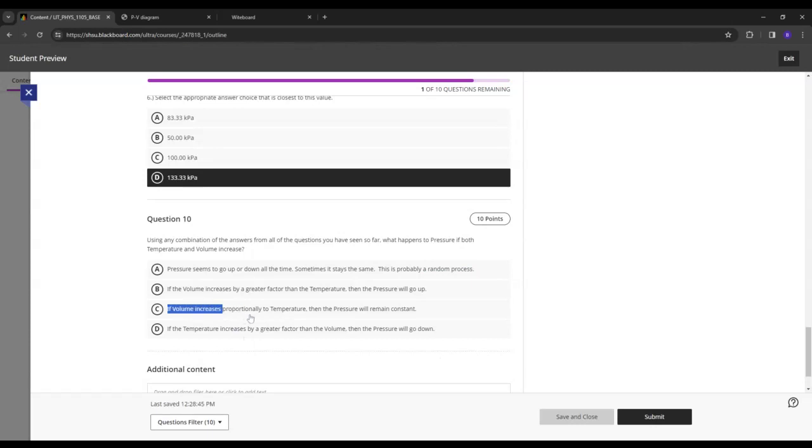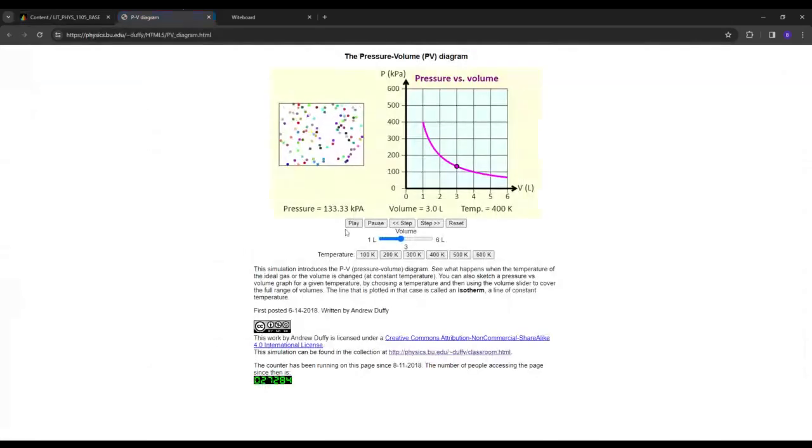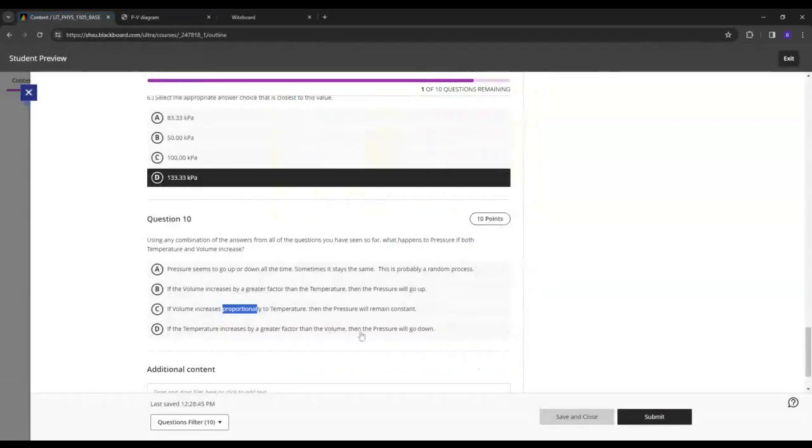Oh, but I do like this part because we talked about that, didn't we? It's a word I used earlier, and I said it might be a hint. If the volume increases proportionally to temperature, then pressure will remain constant. So let's try that, right? If we go up in equal measures, if I've got 100 Kelvin and 1 liter, and I go to 200 Kelvin and 2 liters, did that get us back to the same answer again? 300 Kelvin and 3 liters. Yeah, right? So if we go up by equal measures, then we get the same pressure back again. So yeah, I like that one.